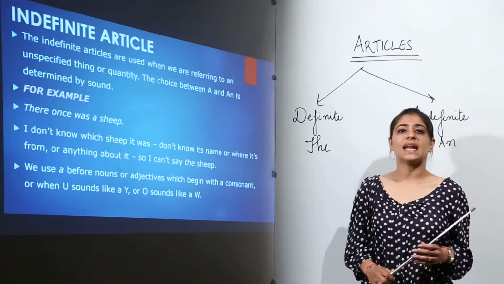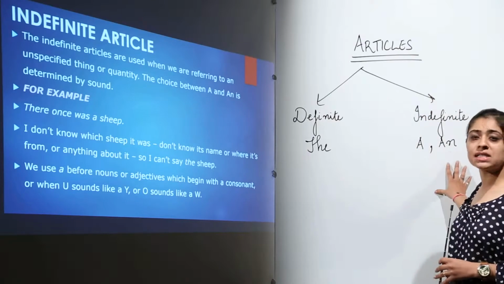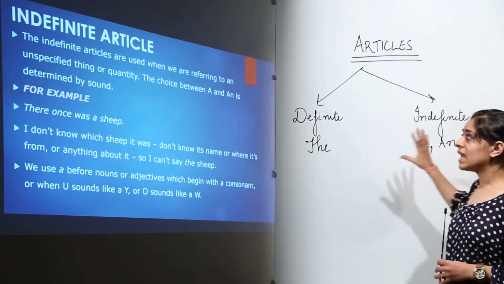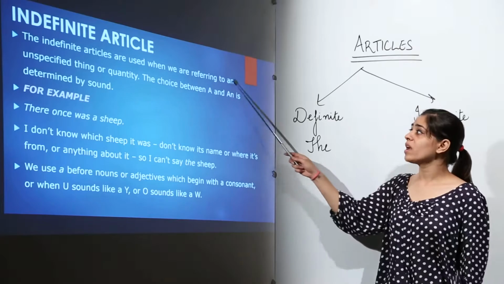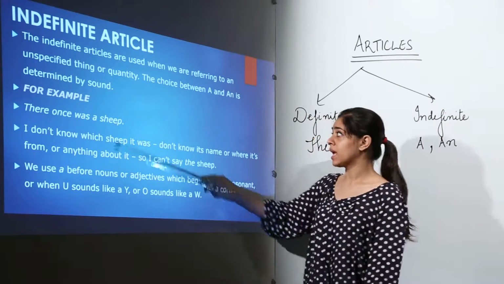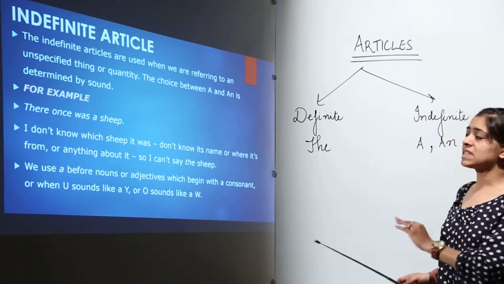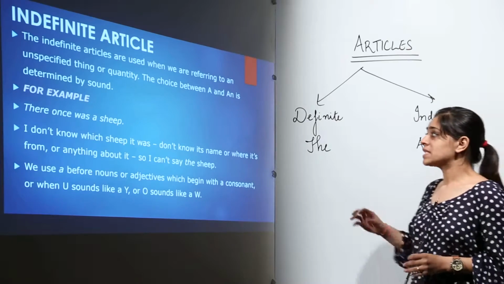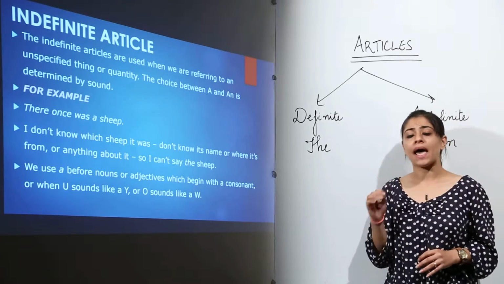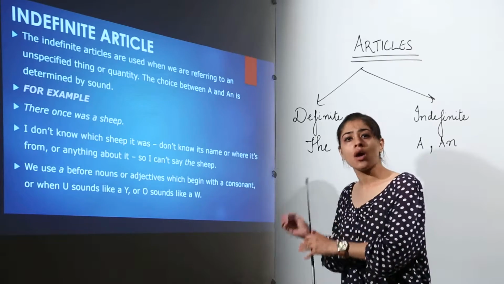Now we move on to indefinite articles. As I already told you, indefinite articles are "a" and "an". Indefinite articles are used when we are referring to an unspecified thing or a quantity. The choice of "a" and "an" is determined by sound, because "an" is generally used in front of a word which is followed by a consonant or a vowel sound.